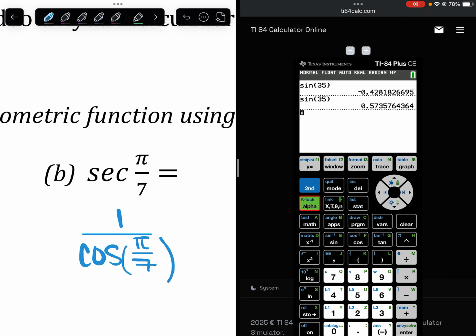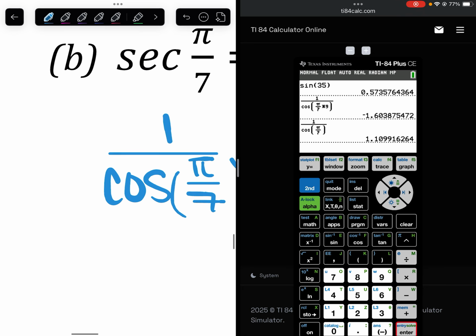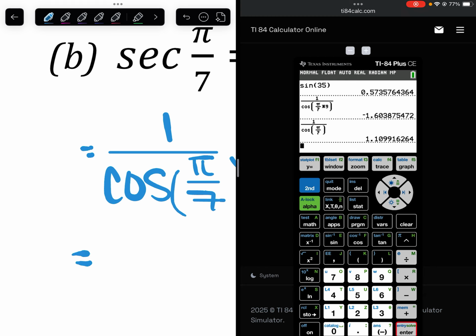And I'm going to do a fraction template because I like it. 1 over, and then I can hit my cosine button. Type it in a fraction if you want. Pi over 7. Oopsies, hold on. Not a 9. This calculator's a little tiny. Delete. 1 over. There we go. No 9. Which is 1.110.